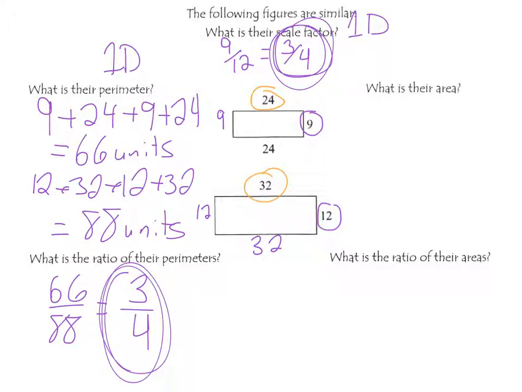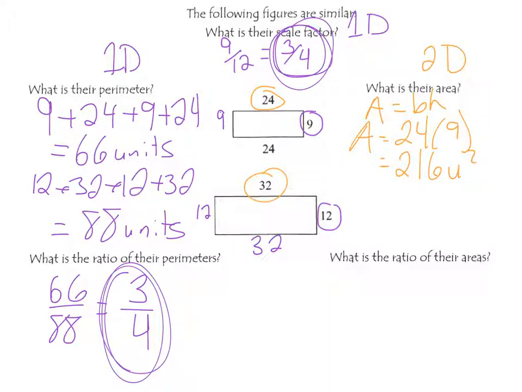So, on the flip side of that, we have area, and area is two-dimensional, so something slightly different is going to happen. But let's just do a little reminder. These are rectangles, so we know that the area is just base times height. So we can do 24 times 9, and that is going to give us 216 units squared.